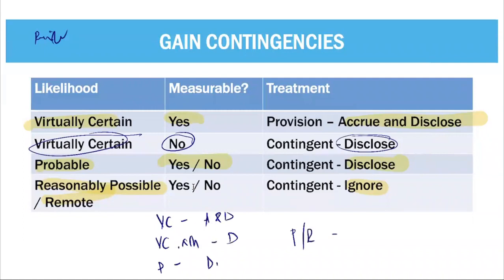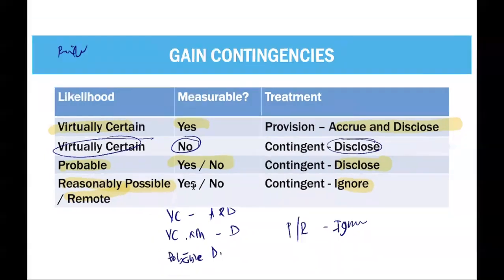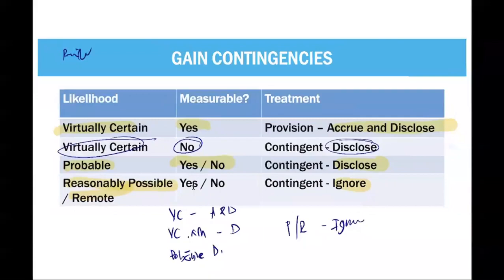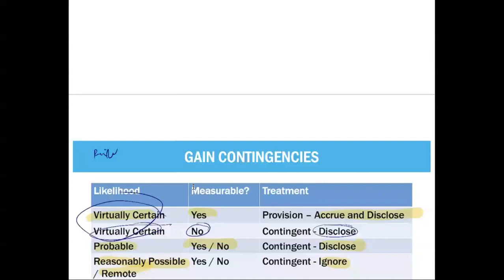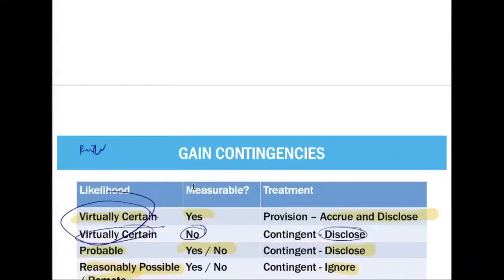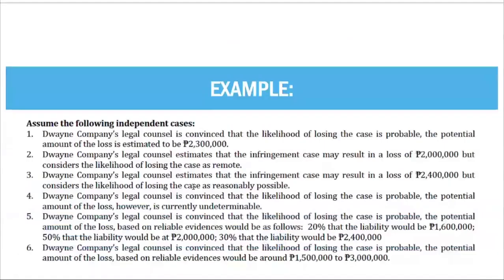Possible or remote, ignore. Okay, so those are the rules for your loss and gain contingencies. Take note, for loss contingencies, we only need probable, while for gain contingencies, we need a virtually certain likelihood. Why again? Because of the conservatism principle. Let's try and answer these examples.